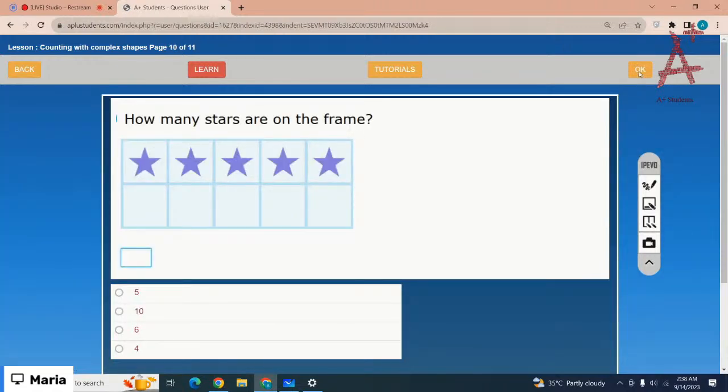How many stars are on the frame? Yes, there are only 5 stars. The correct option is 5, right?